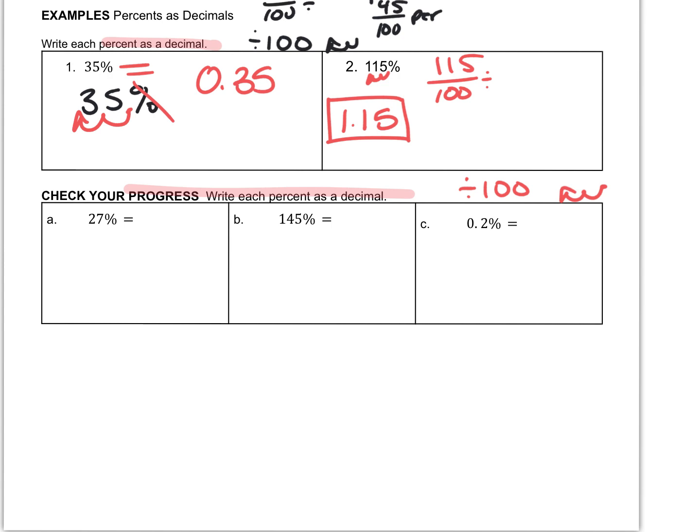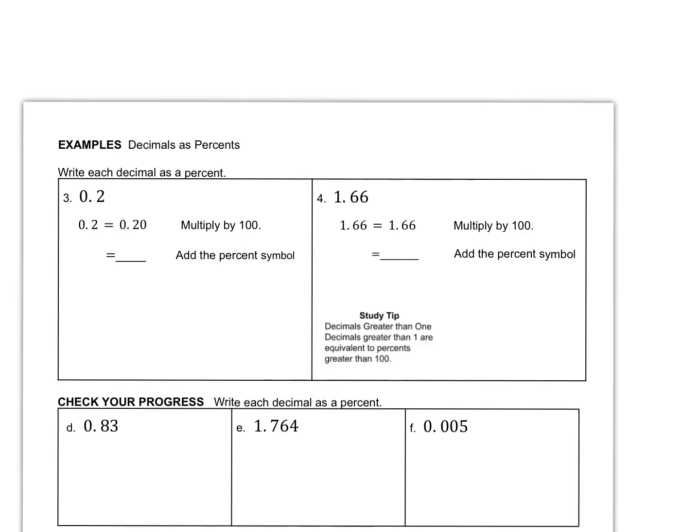So coming on back, you should check. This should be 27 hundredths. 1 and 45 hundredths. And this one should be 2 thousandths because we just move it 2 places to the left.